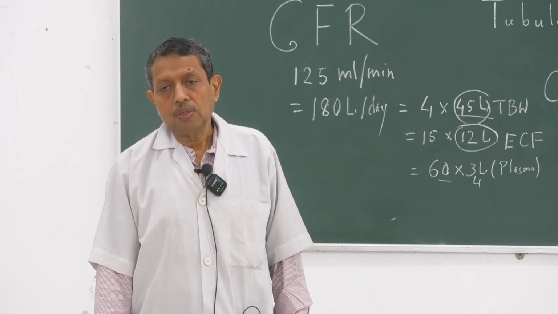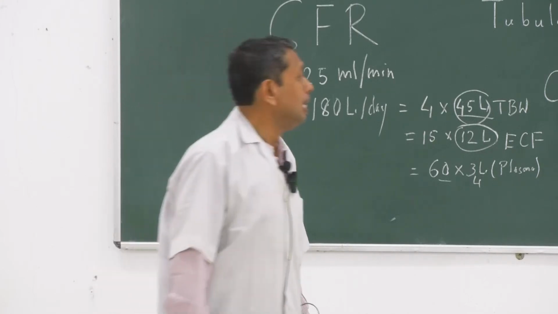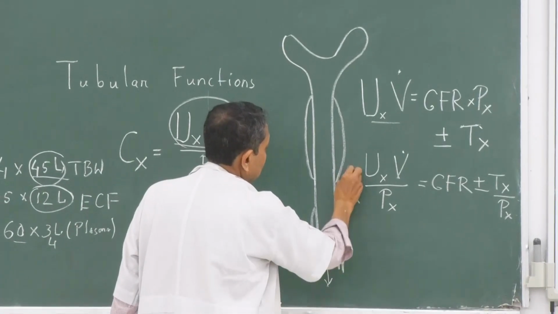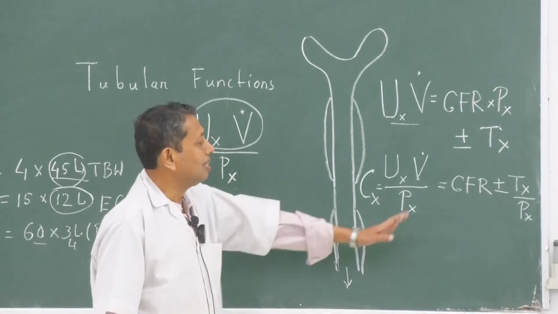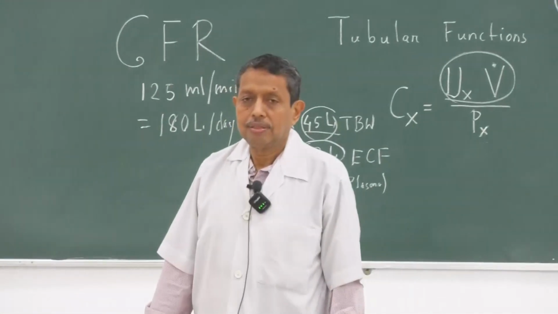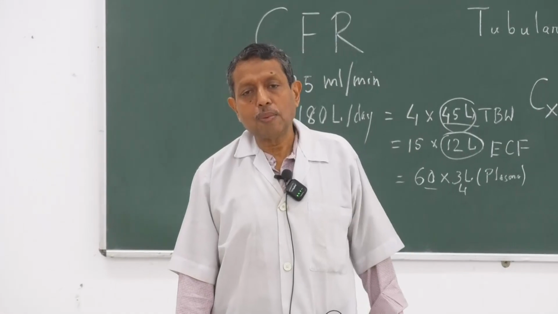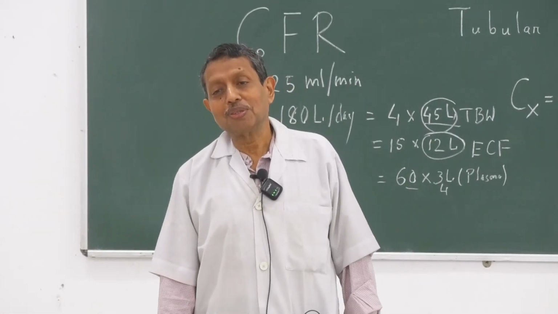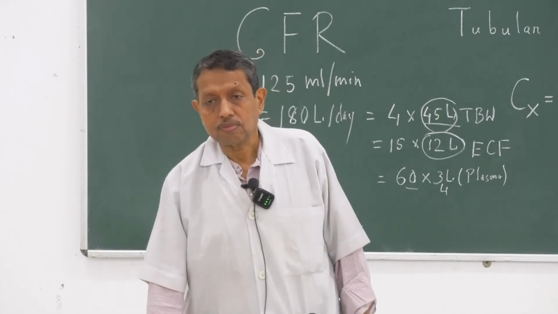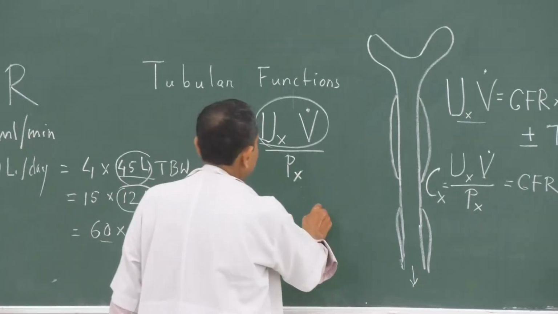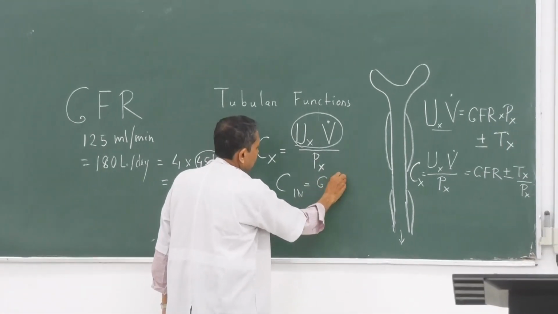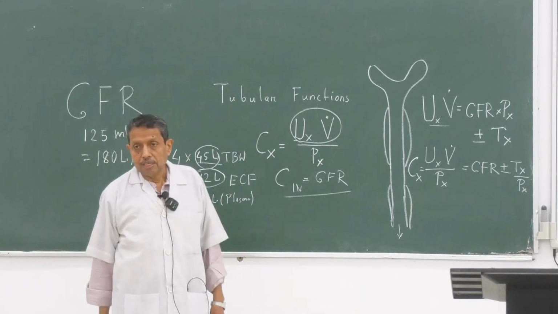And when you calculate its clearance, it becomes equal to the GFR. Whenever the Tx part is 0, the clearance of X becomes equal to the glomerular filtration rate. A typical example is inulin clearance. Clearance of inulin is equivalent to the GFR. It is the gold standard.